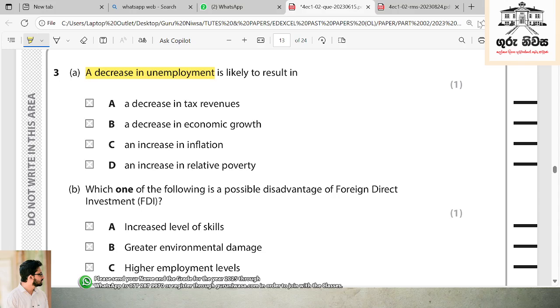Yeah, sure. I got the point, sir. Then, just imagine a decrease in unemployment means everyone gets an income. Then what happens to relative poverty? Doesn't it depend on the income they get because they do different jobs?